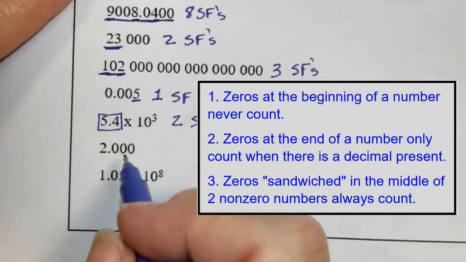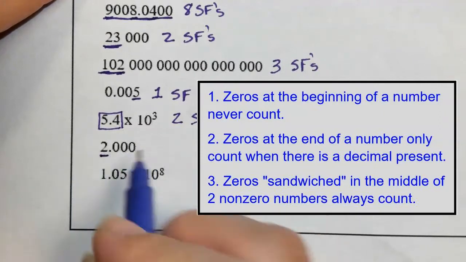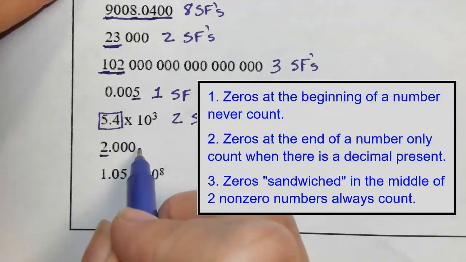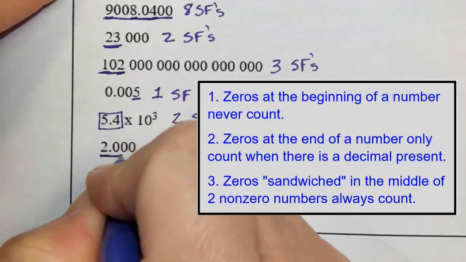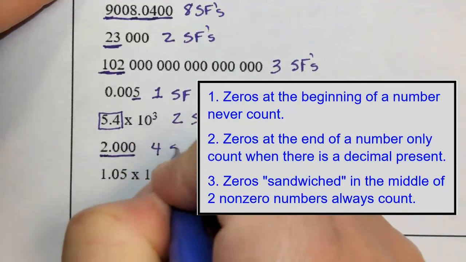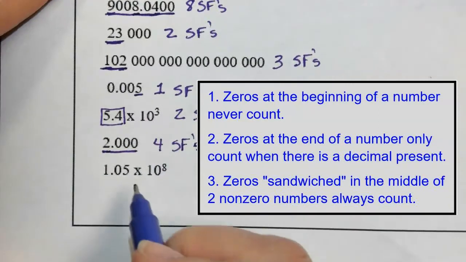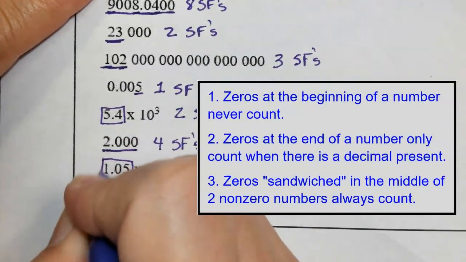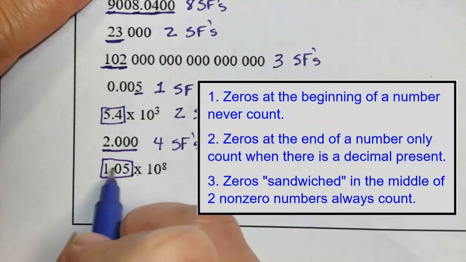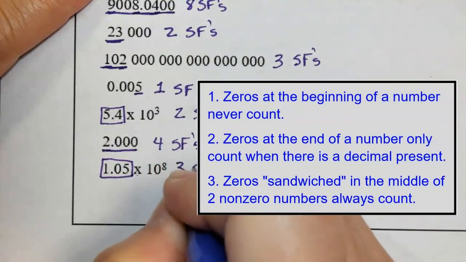Okay, here you have the 2. These zeros are at the end, yes. Decimal, yes. Significant. So all of those are significant. That gives me 4 significant figures. And then finally, here's your times 10 to the 8. Everything in front of the times 10 is significant, so we have 1, 2, 3 significant figures here.